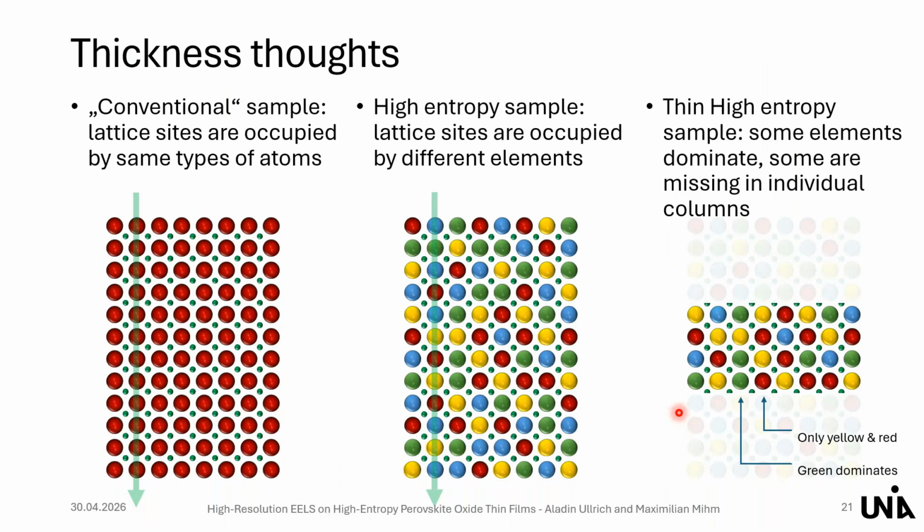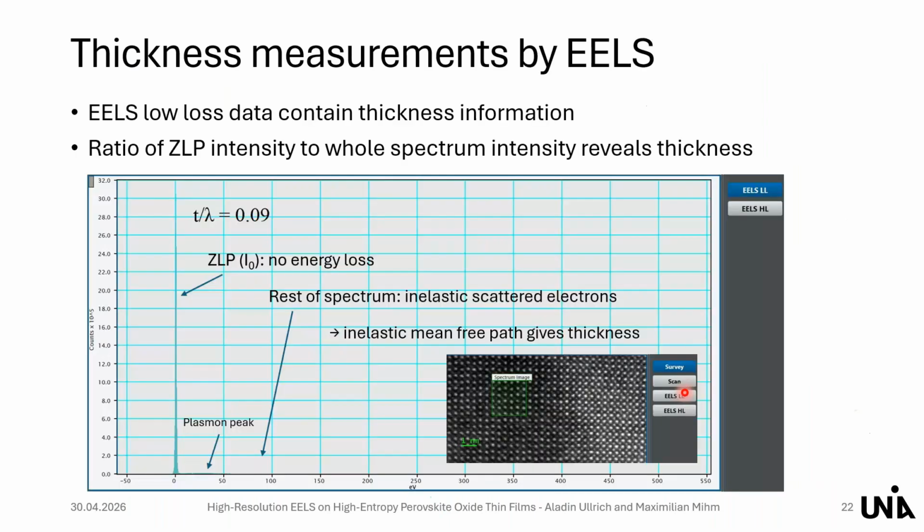So the question is now, how thick is our sample? Are we in the range where we can expect an inhomogeneous distribution of the elements? Luckily, the thickness information is contained in the low loss region of such an EELS spectrum, and you can get it quite easily by looking at the intensity in the zero loss peak, so the electrons that have not seen any inelastic scattering in the sample, they are directly transmitted, and the rest of the spectrum.